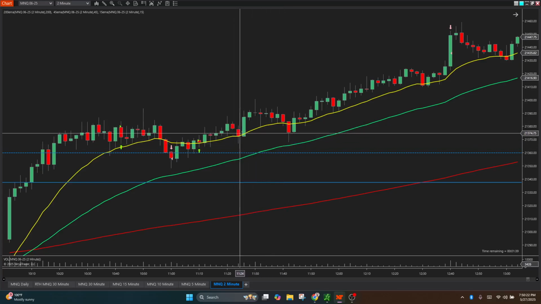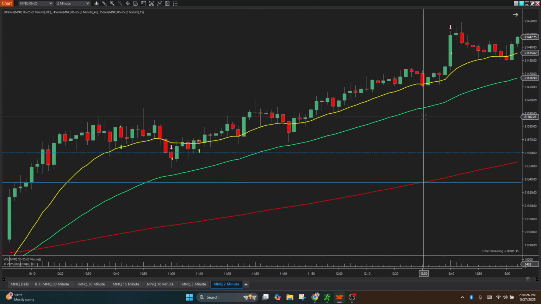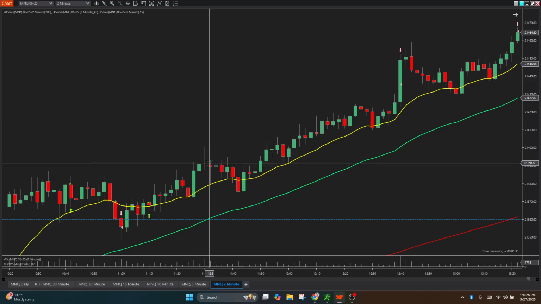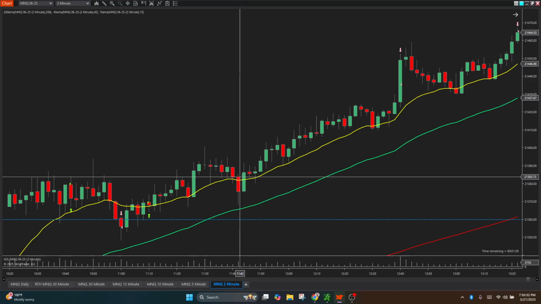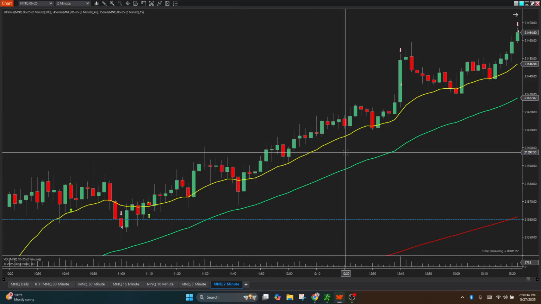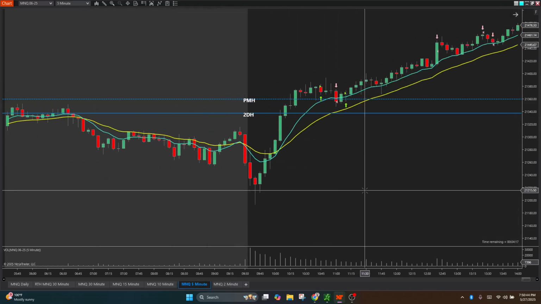It retested this level. If you want to look at previous levels that had moves from them, you could literally just get in there on the close or when it just breaks the high. It just depends how aggressive you want to be. I typically like to wait for closes because you get faked out, especially on the 2-minute chart. Or go to the 5-minute chart too.